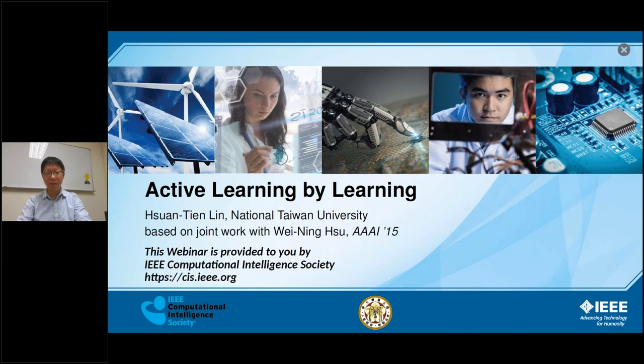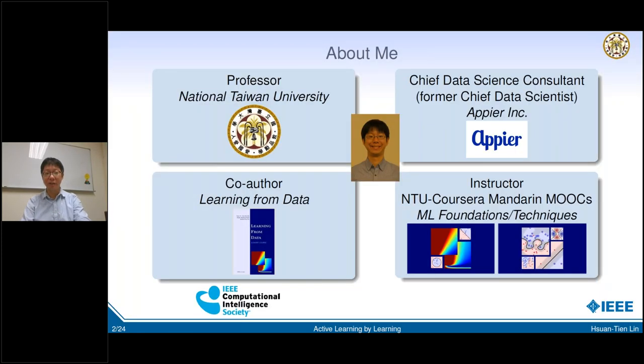A little bit more about myself. I'm a professor at National Taiwan University, as you just heard from the introduction. And I'm also a chief data science consultant from Apeer, which is a startup company here in Taiwan specializing in making AI easier for business applications. And Apeer just IPO'd in Japan last month. And also I'm the co-author of the Learning from Data textbook, which is an introductory textbook on machine learning. Based on the textbook, I've offered two massive online open courses on Coursera, but those are Mandarin teaching courses. There are machine learning foundations and machine learning techniques.